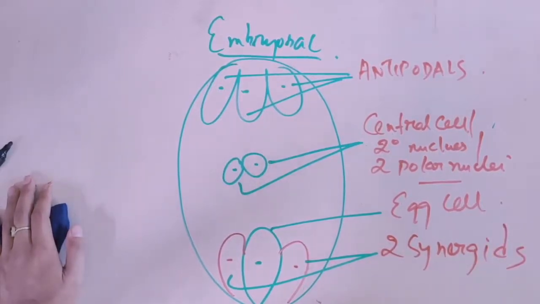Embryonic structure, so the embryo sac. It is a female gametophyte because it will produce female gametes. So what is the female gamete? We know it is the egg cell, right? So what is the structure of the embryo sac? It consists of three antipodals, two polar nuclei, one egg cell and two synergids.